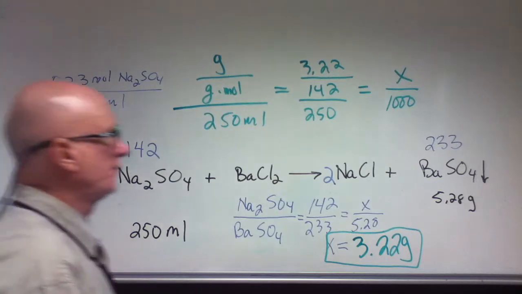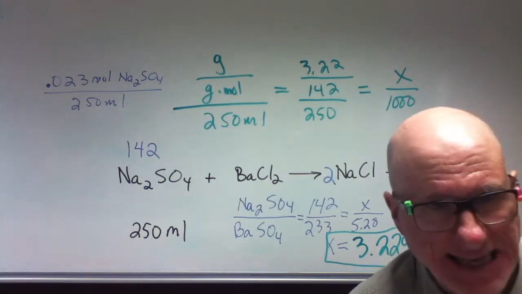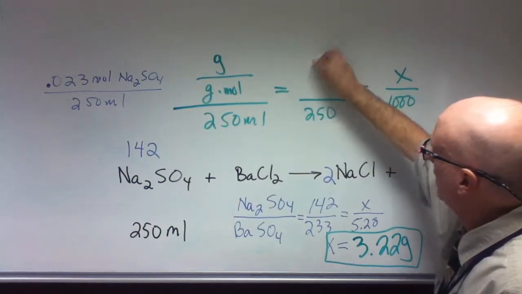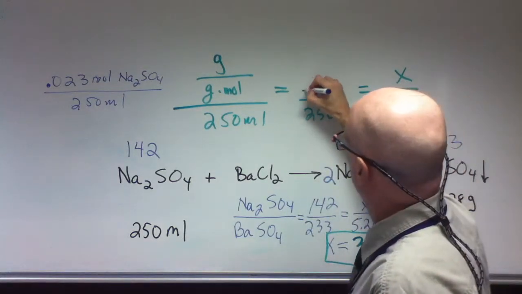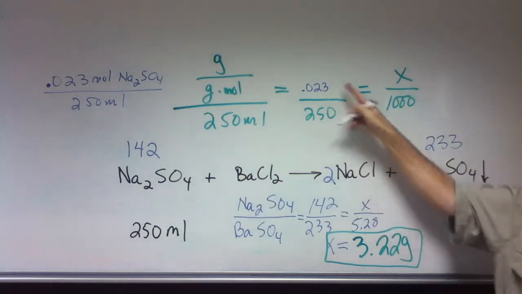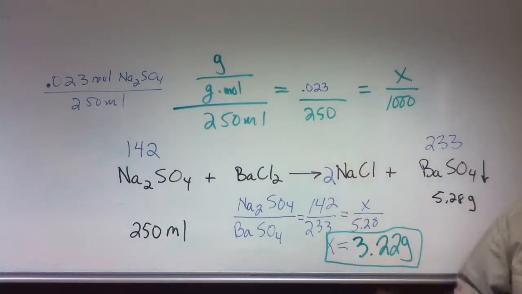Right? Yes? Yes. So I can erase this here, right? And I could say 0.023, right? Yes. So what is 0.023 times 1,000 divided by 250?